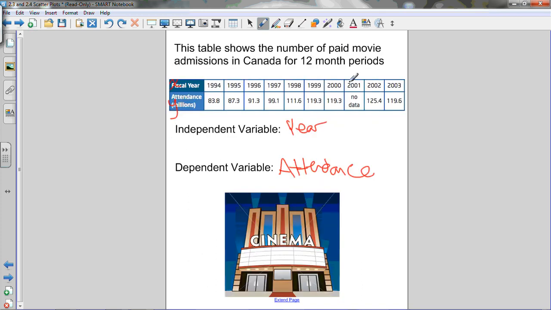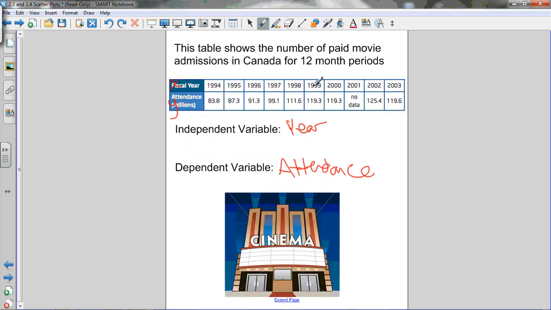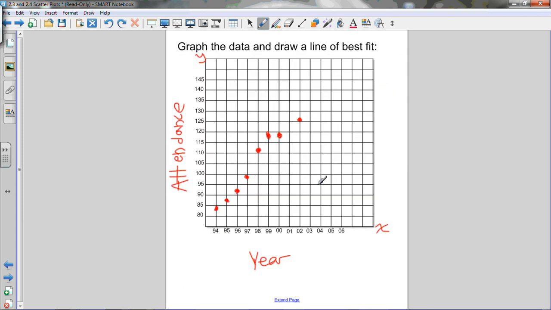In 2001, I guess they don't have any data available. It's okay, so I'll skip that. 2002, 125.4. And in 2003, 119.6. Okay, so it went back down to about the same as year 1999.